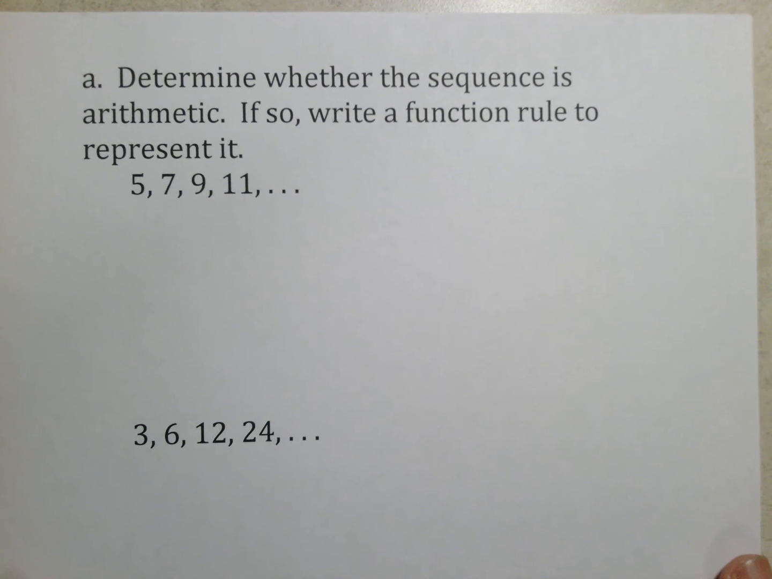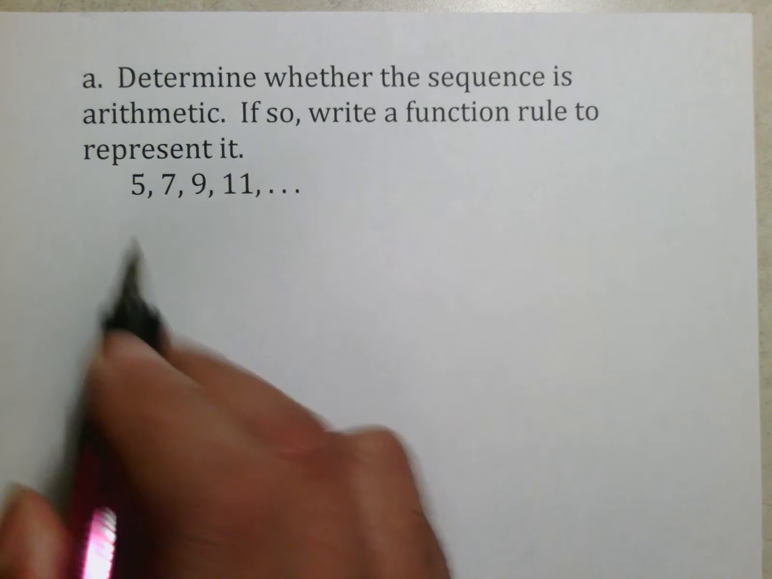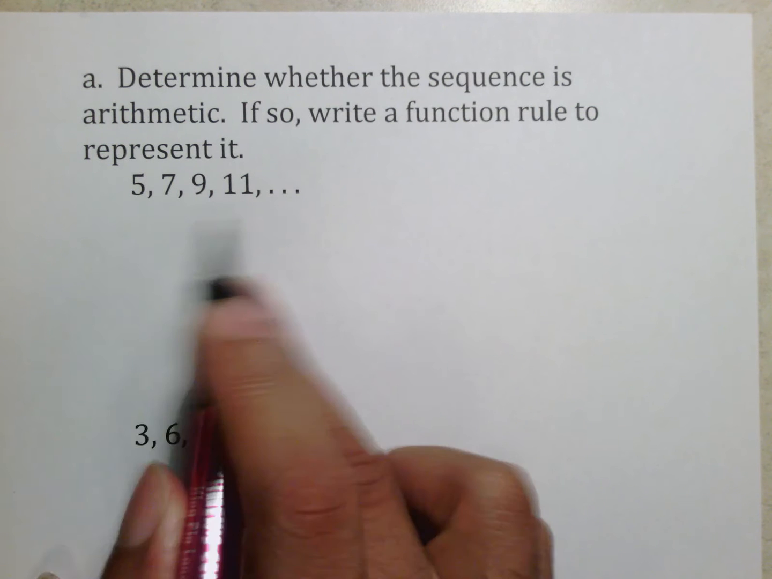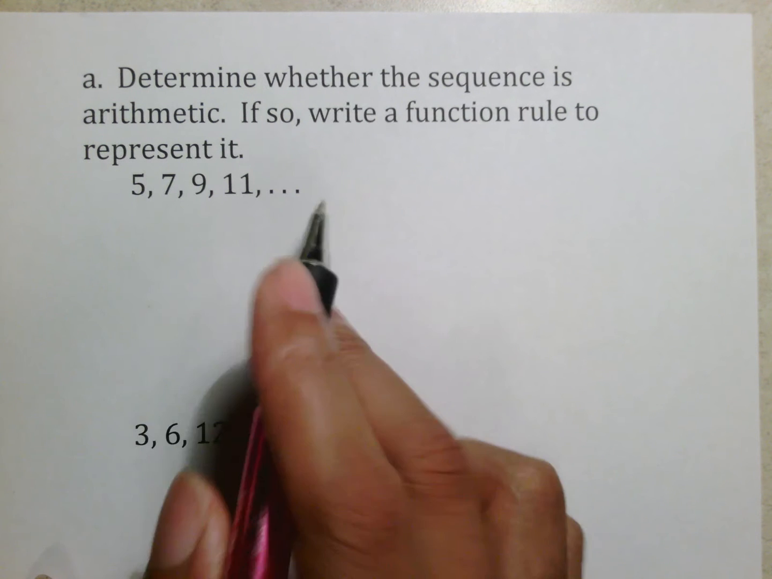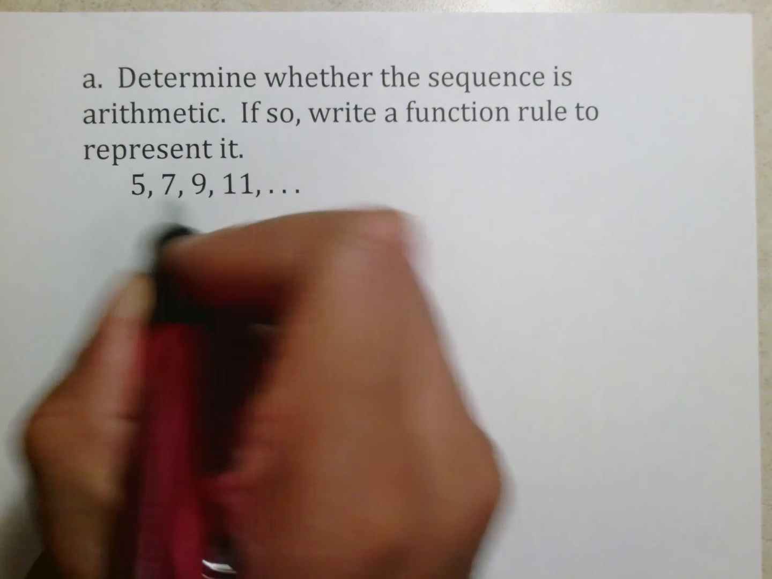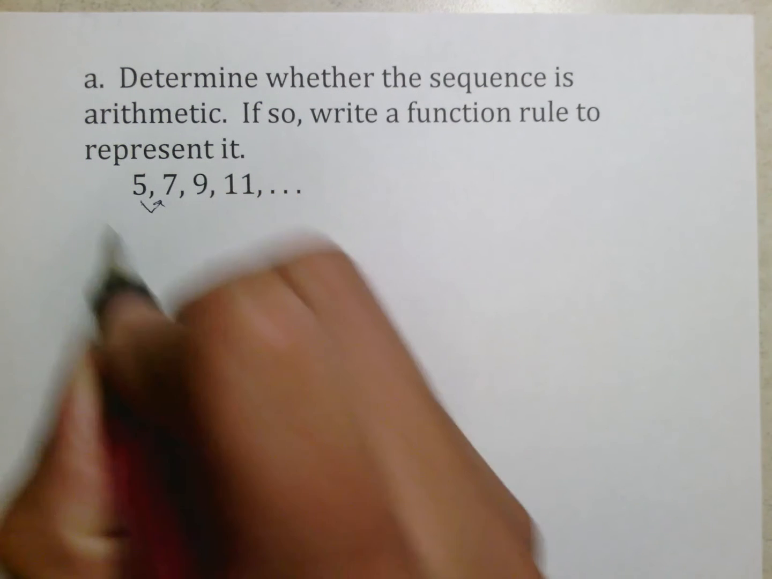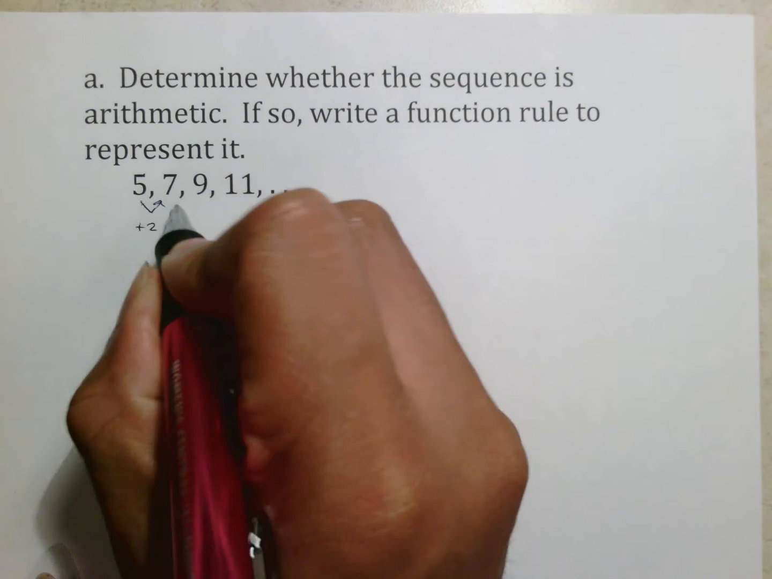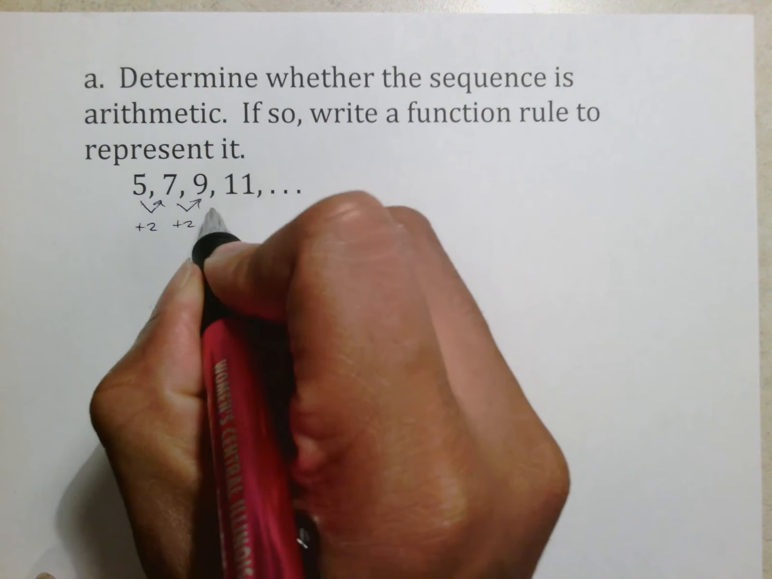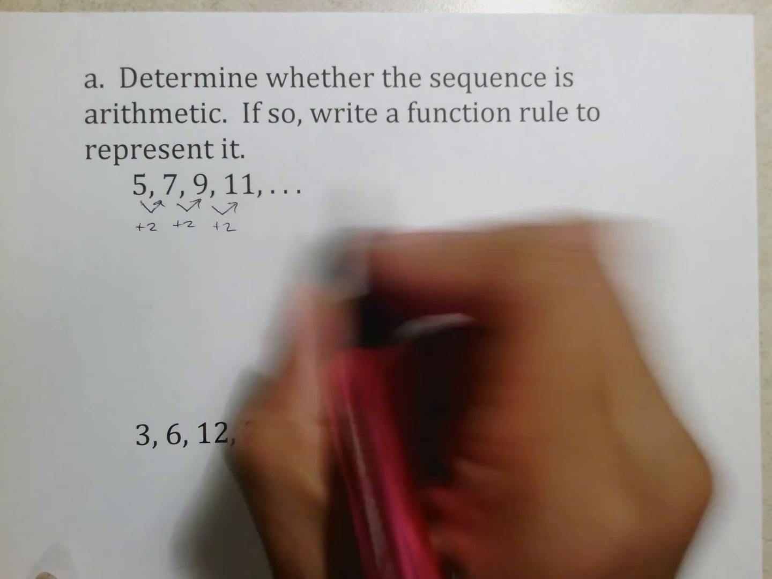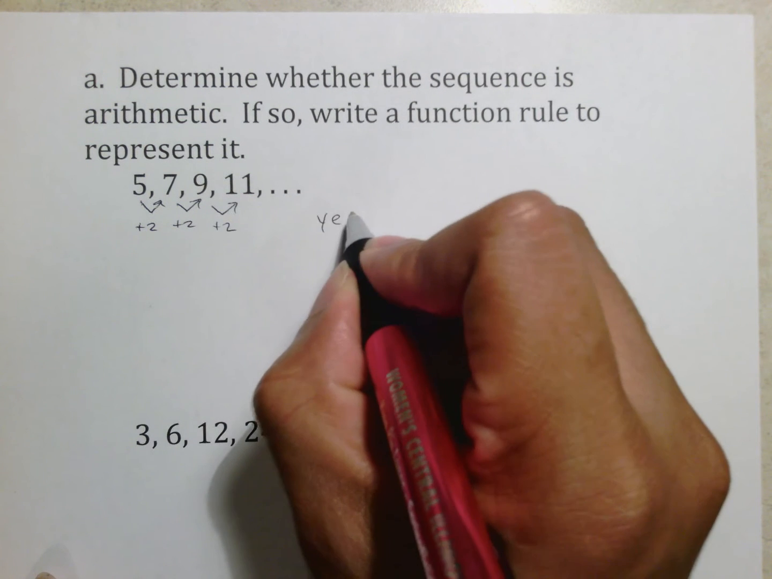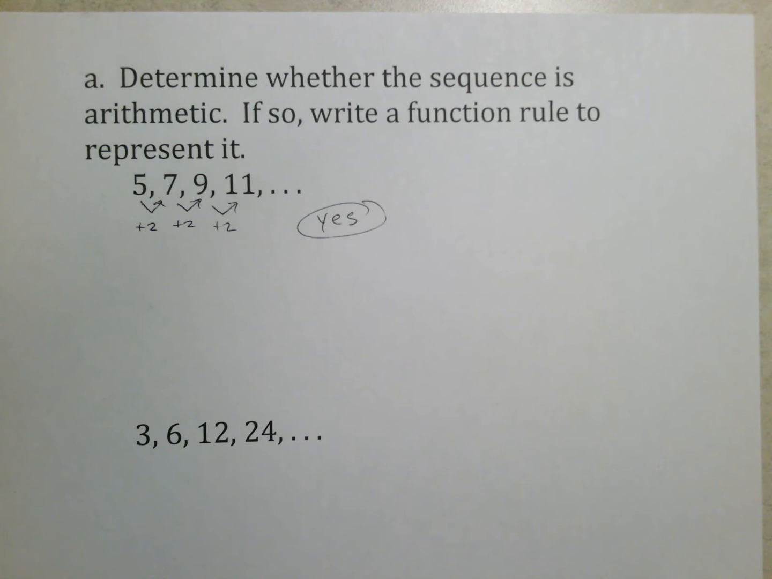So again, the first thing it's going to say is determine whether it's arithmetic, and if it is, write a function rule to represent it. The only difference between the arithmetic series and what we're used to is that they do not give us two numbers. They simply say 5 goes to 7, goes to 9, goes to 11. But we do the same thing as before. We recognize that this is adding 2, that this is adding 2, and that this is adding 2. So the answer to whether it's arithmetic is yes.